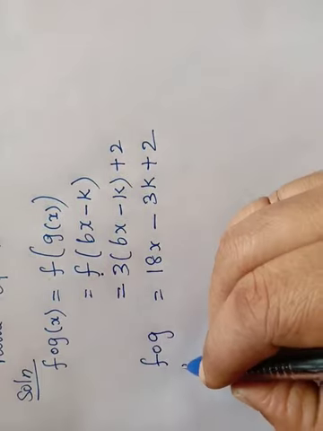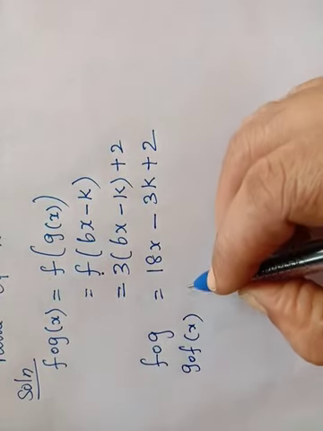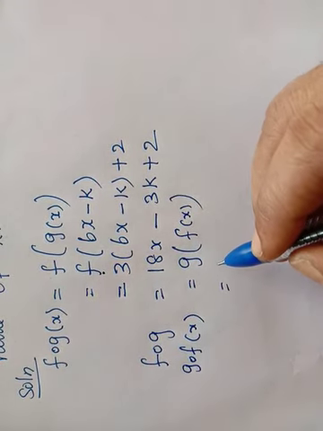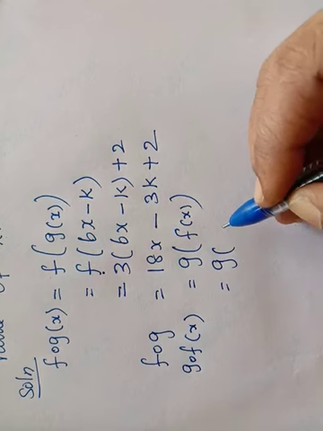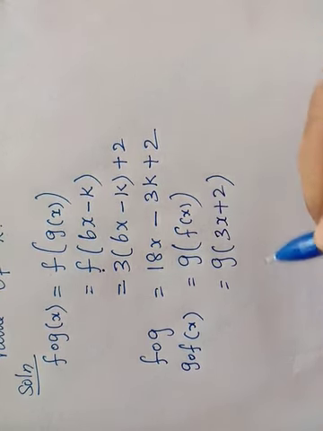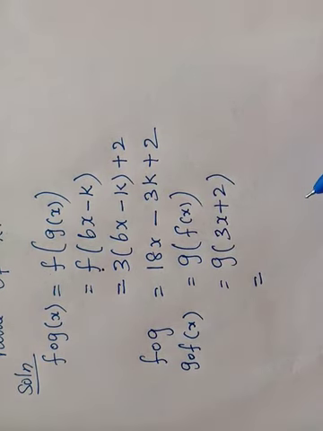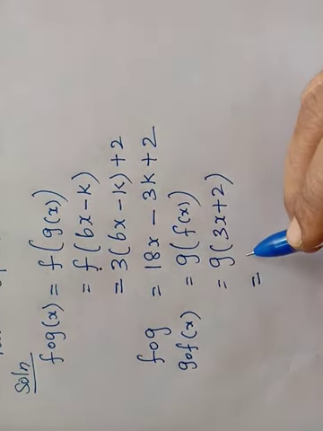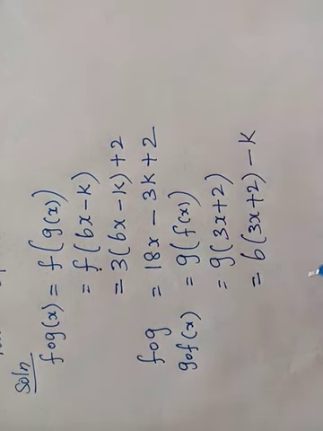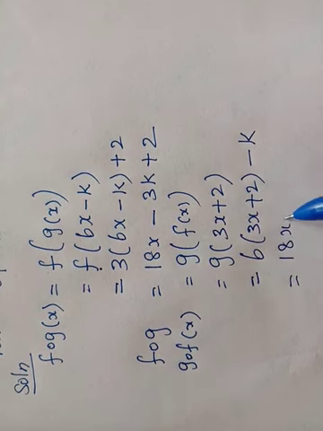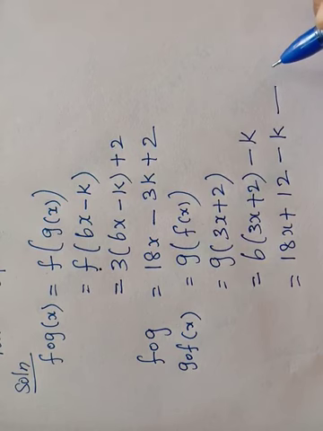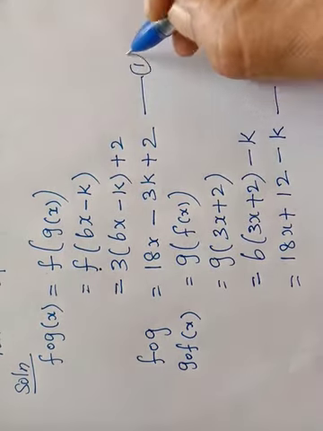g composite f of x is equal to g of f of x. That is equal to g of, what is our f of x? f of x is what they are given, 3x plus 2. You want to substitute that in the g function. The g function is what? 6 into (3x plus 2) minus k. That is 18x plus 12 minus k. That is your second one. This is your first one.